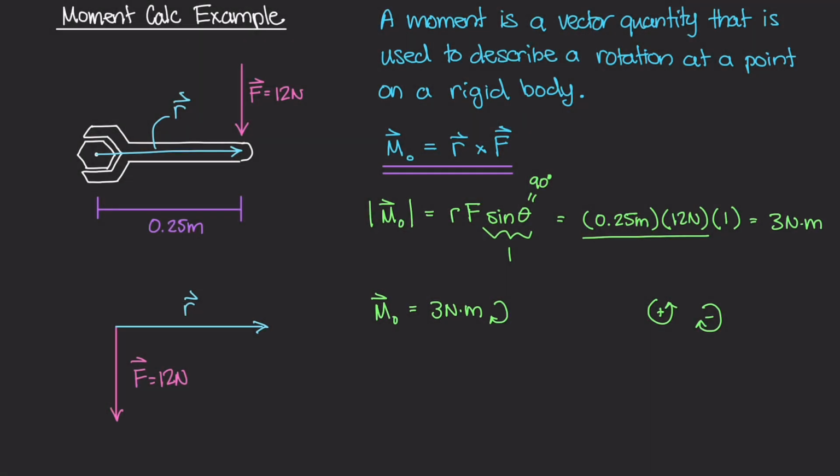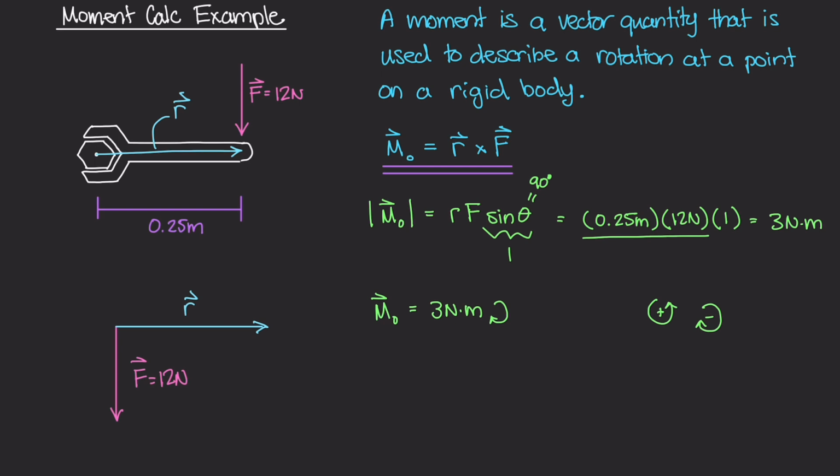Okay, welcome back. So in this example, we are going to do the same exact problem here, but this time I'm going to do it a slightly different way. What we're going to do is use this equation right here to figure out what the moment of this force is on the bolt right here when you're turning the wrench in this direction. But what we're going to do is introduce unit vectors.